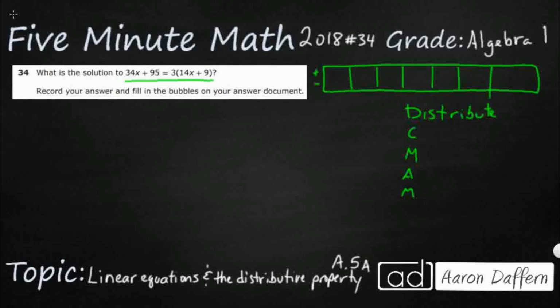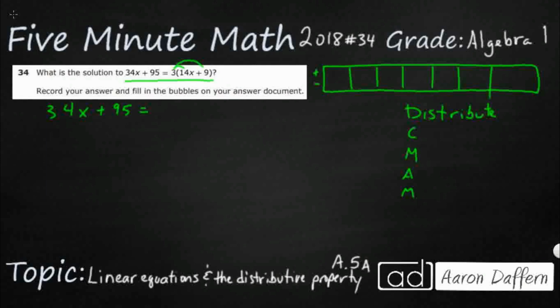So take a look at this 34x plus 95. That's actually fine. There's not anything we could do with those two because they're not even like terms. The 34 is connected with the x there. The 95 is just a constant. Can't do anything there. But we need to distribute this 3 out to the 14x and to the 9.